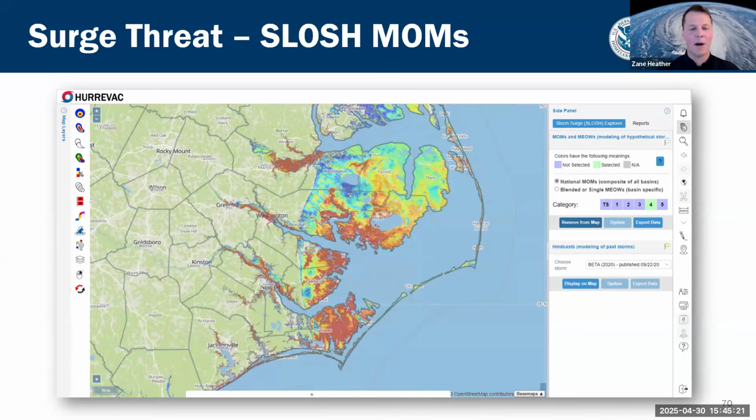Additionally, operational storm surge products can also be overlaid on hurricane evacuation zones. And new for this year, and this is maybe a little bit of inside baseball or somewhat of a spoiler, we are rolling out a way to change the transparency between the hurricane evacuation zones and the storm surge products, not just the SLOSH MOMs, all storm surge products, to make sure that you can see how those two things correlate and correspond.